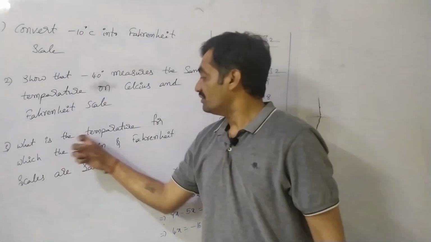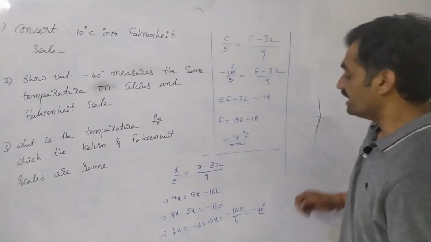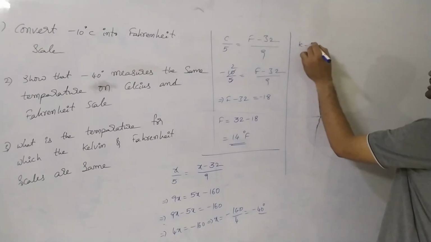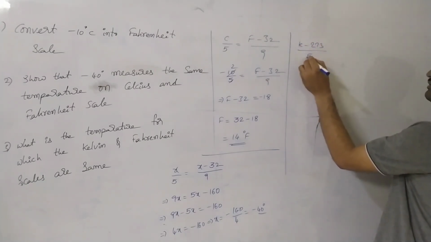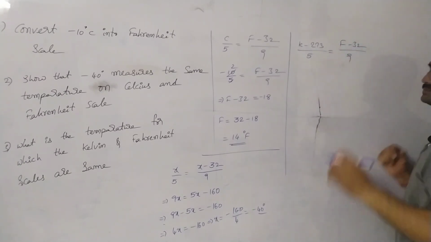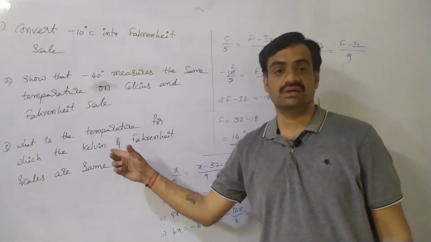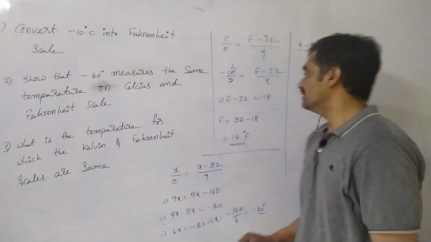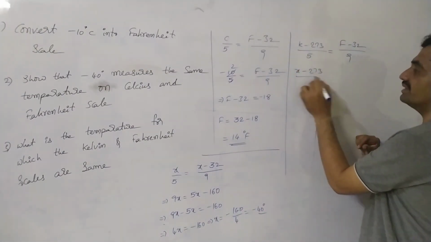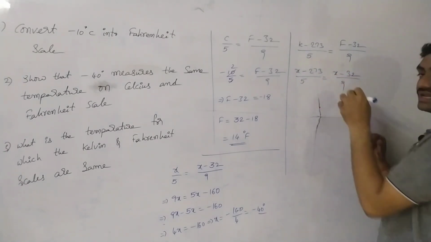Observe the third problem. What is the temperature for which the Kelvin and Fahrenheit scales are the same? Here the relation between Kelvin and Fahrenheit is (K - 273)/5 = (F - 32)/9. So here we had represented that the temperature is the same. So based on that, here I am going to consider it as (x - 273)/5 = (x - 32)/9.